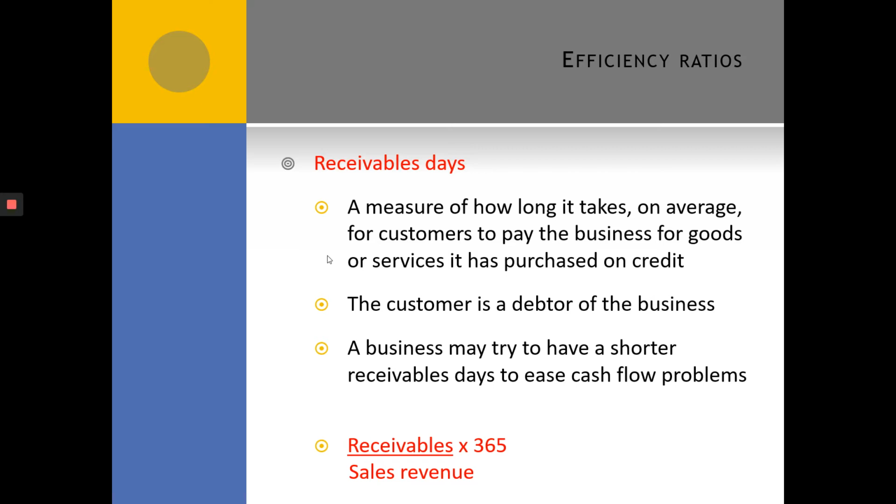However, if you have customers who potentially may be repeat customers, they buy in bulk and they buy a lot from you, you may wish to give them longer as an act of goodwill. So the formula again for this one is receivable days over sales revenue times by 365. Pause the video now and note down the formula.